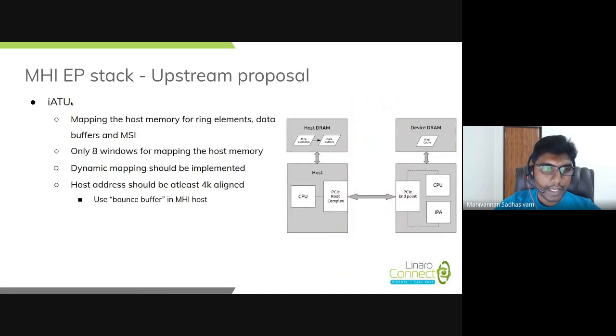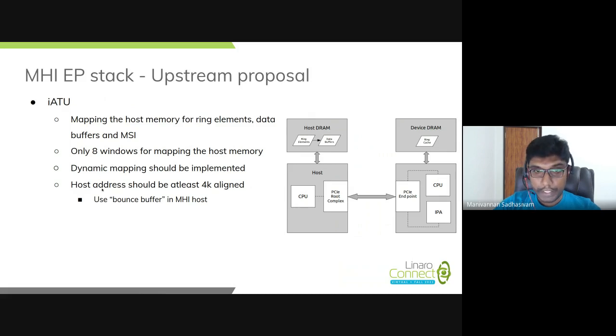And the next one is the iATU. Since I said that we are not going to use IPA in the initial version, we need some way of mapping the host memory in the endpoint device. And that's what the iATU is used for. The iATU is used to map the host memory for ring elements and the data buffers in the endpoint device. But the problem with the iATU is it has only 8 windows for mapping the host memory. So we need to do the dynamic mapping for consuming these 8 windows.